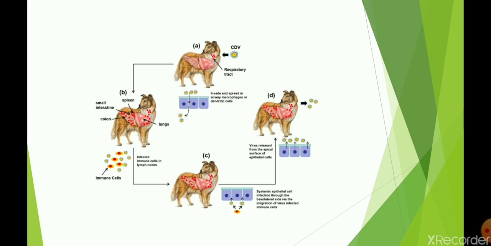Now the virus, due to its epitheliotropism, enters the new epithelial cells. If there is no sufficient immunity, there will be a secondary viremia. Then the virus is released from the apical surface of the cells.